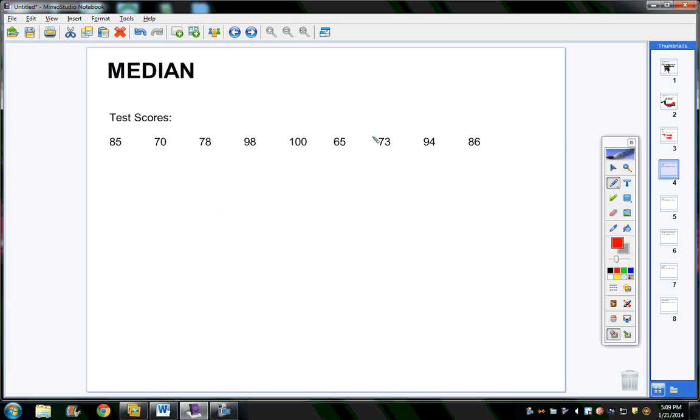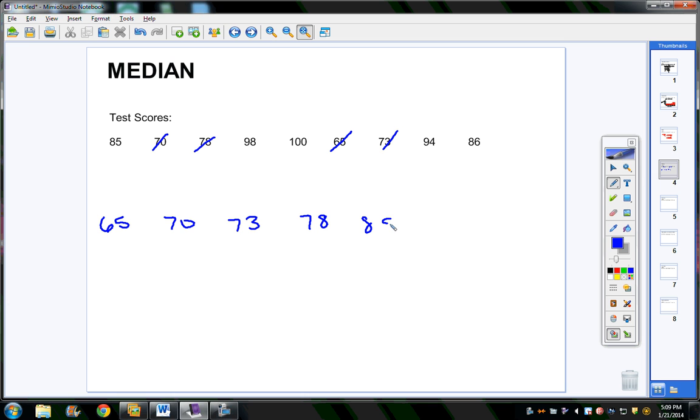Now the median is the score that's in the middle. When you're doing median, you have to make sure that you write your scores from smallest to largest. And so here, the smallest score is 65. Next we have 70. Then I have 73, and then I have 78.